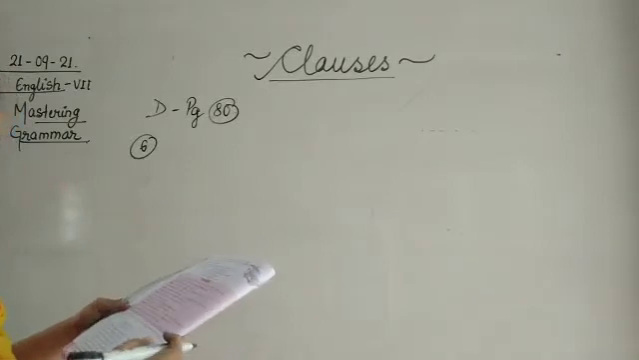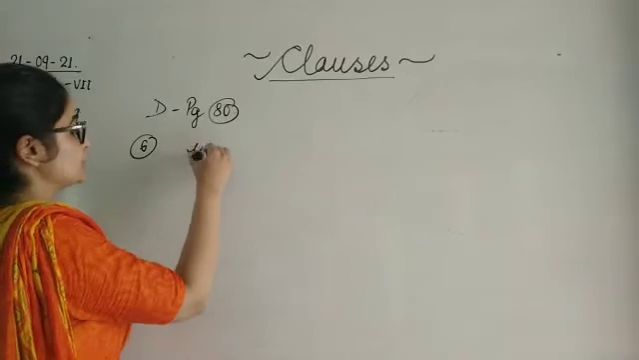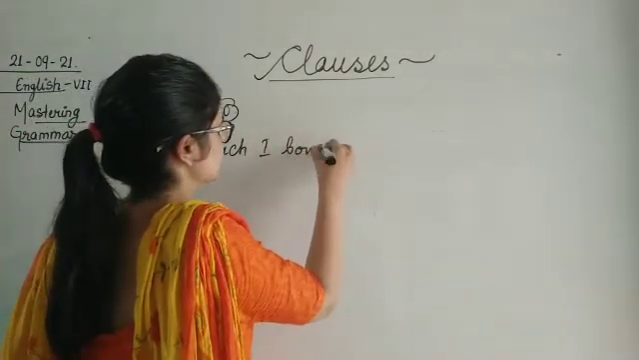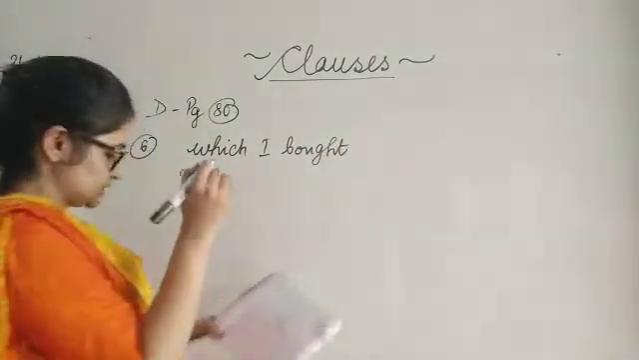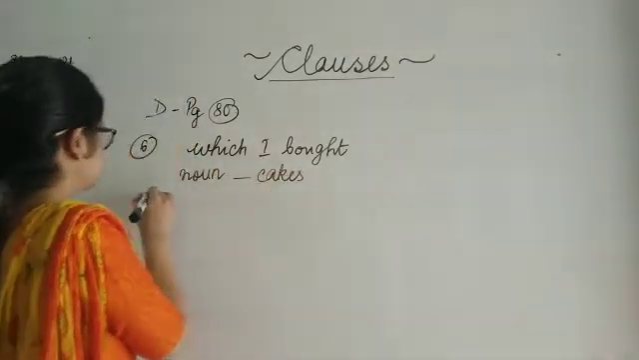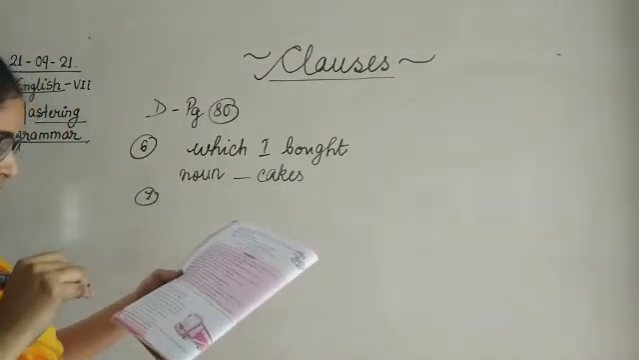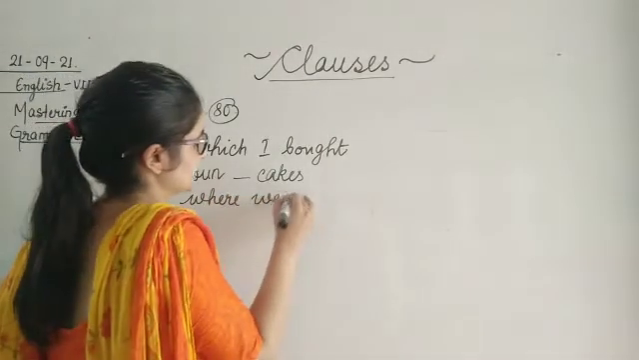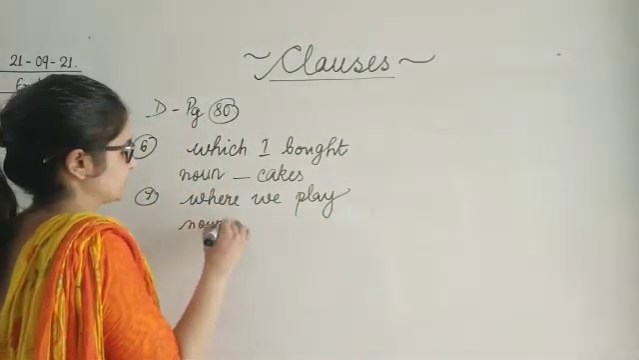Now, number 6, the cakes which I bought have all been eaten. So, the cakes which I bought is our clause. Which I bought, and it is describing which noun? It is describing cakes. Now, number 7. The park where we play is not well maintained. So the park where we play will be our adjective clause and noun will be park.